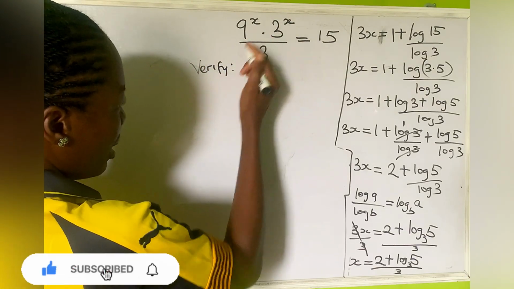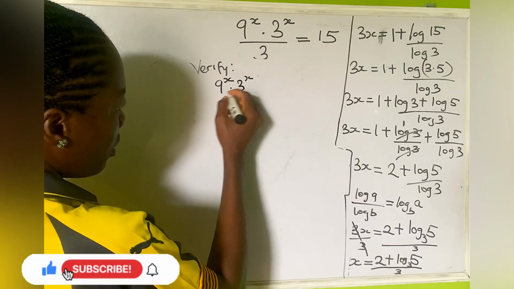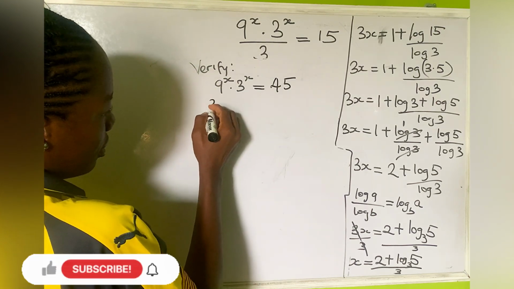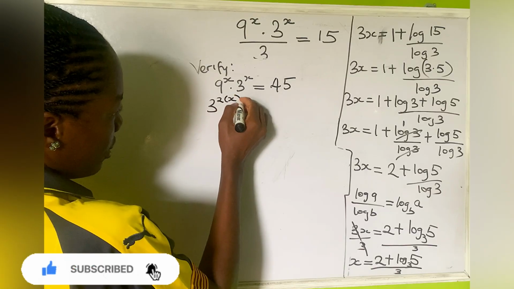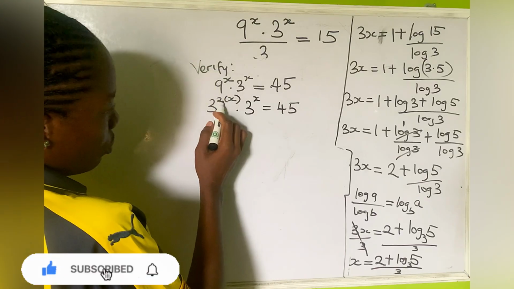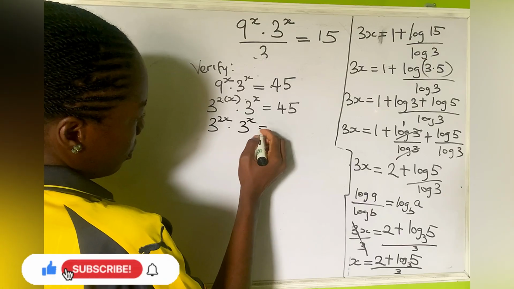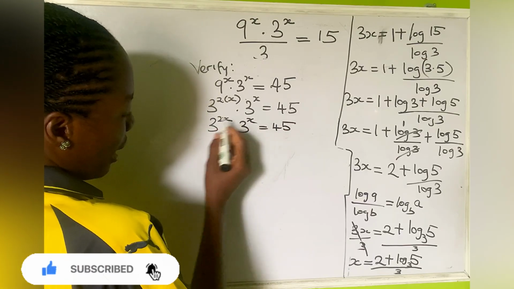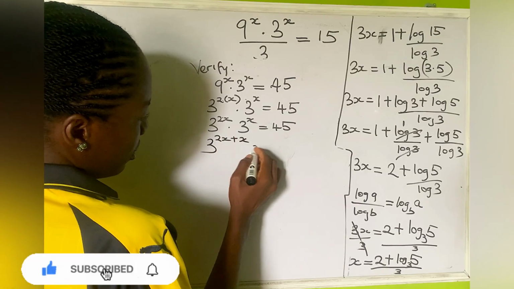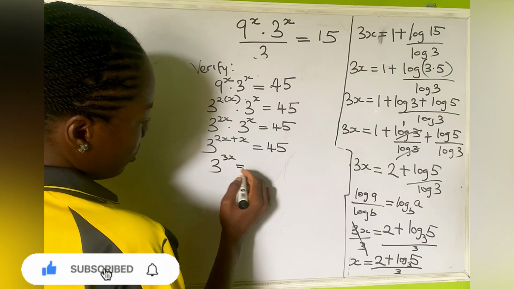Let's break this down first. Here will now become 9 to the power of x multiplied by 3x to the power of x is equal to this multiplied by this, which is 45, right? So this is 3 squared to the power of x multiplied by 3x is equal to 45, right? So we can now say this is 3 to the power of 2x multiplied by 3 to the power of x is equal to 45. The powers will add. So we now have 3 to the power of 2x plus x is equal to 45, right? So 3 to the power of 3x is equal to 45.